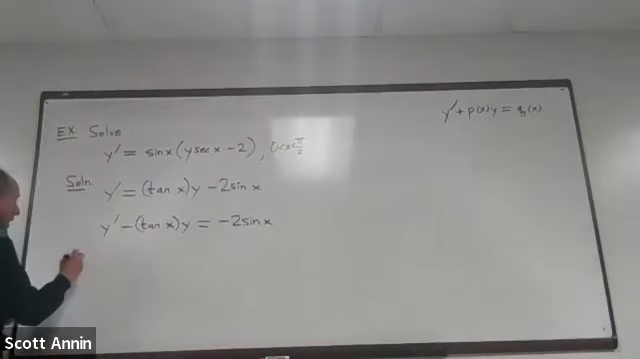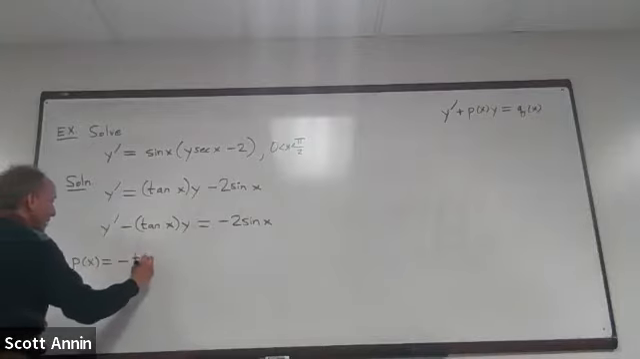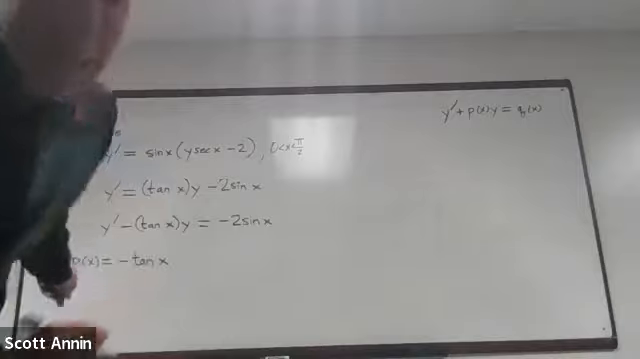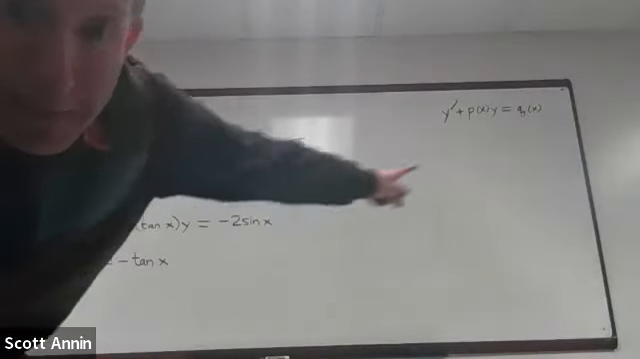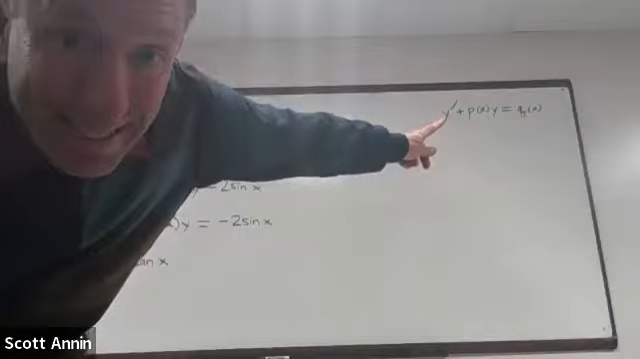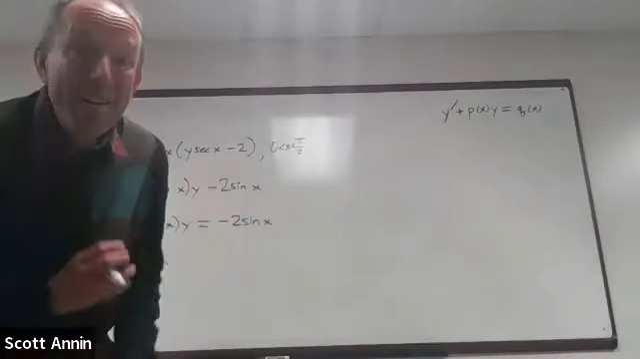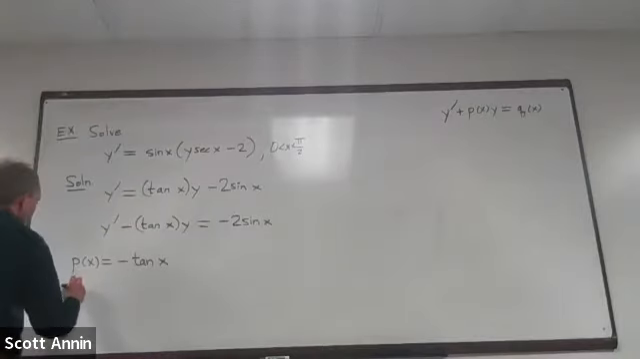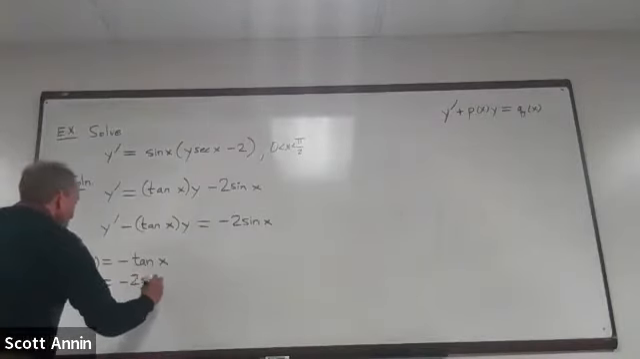So in this case, the p of x is actually negative the tangent of x. It is very important, guys, to keep that minus sign. See the negative? It's a negative, whereas up here it says plus. So because there's a minus here, that minus is actually part of the p of x, and we do want to keep track of that. And also we have q of x, which is -2 times the sine of x.